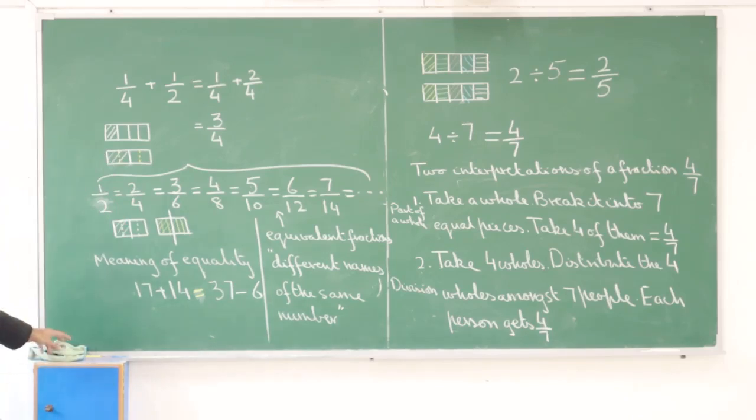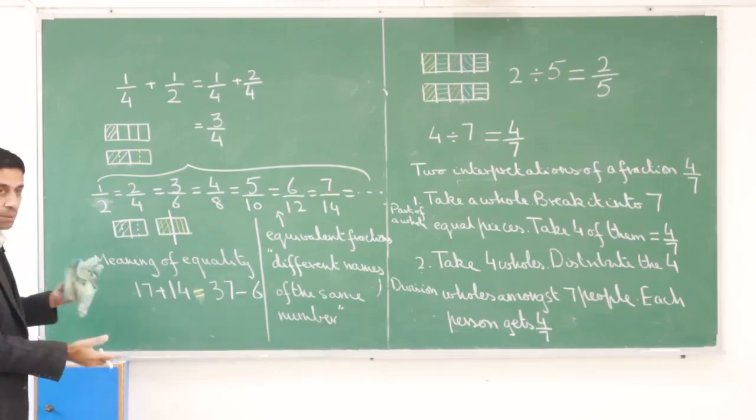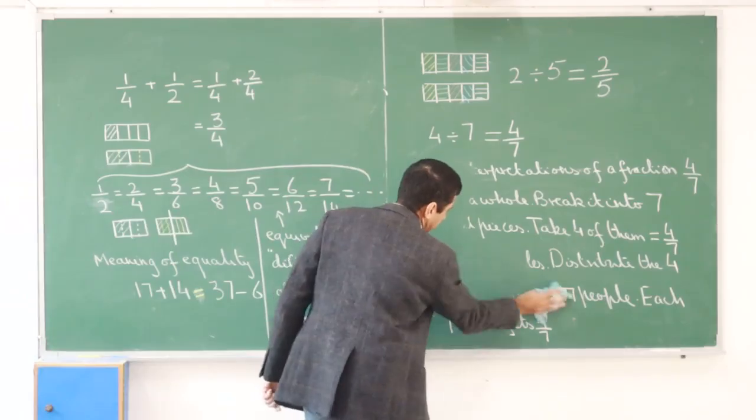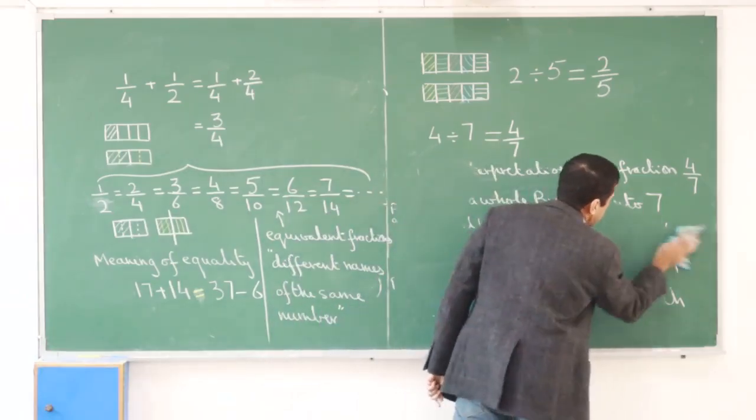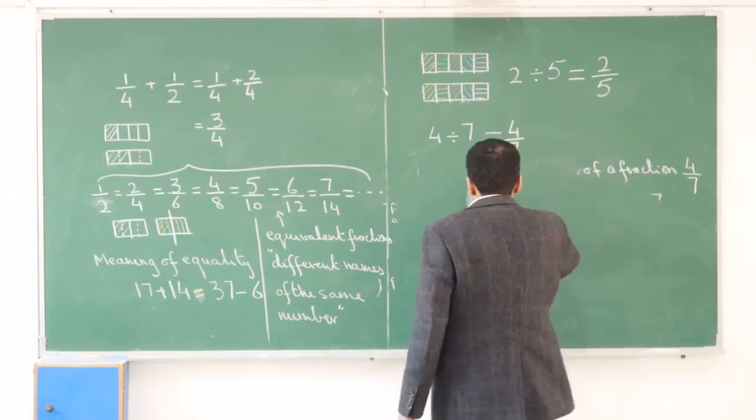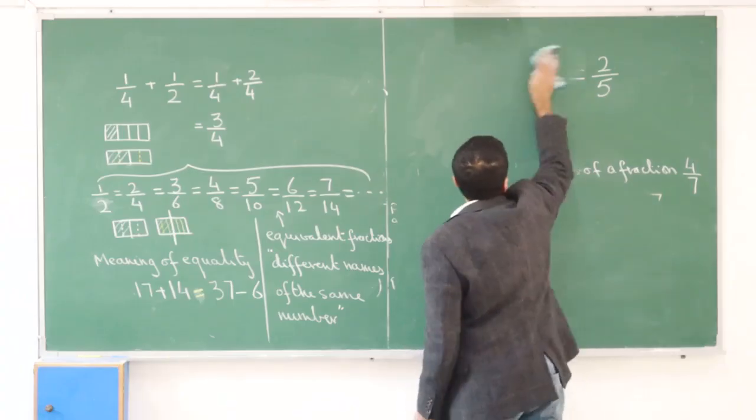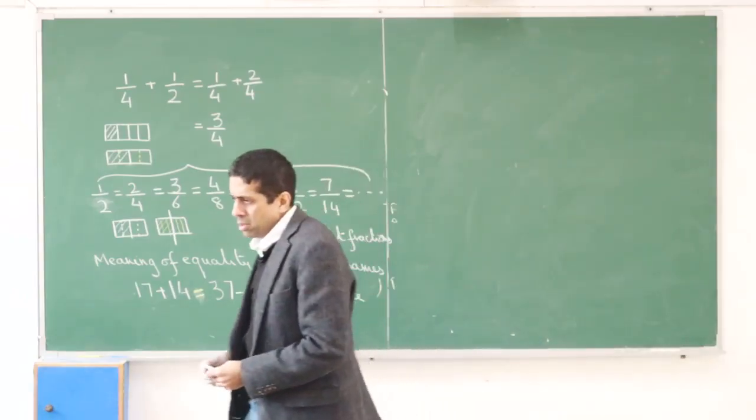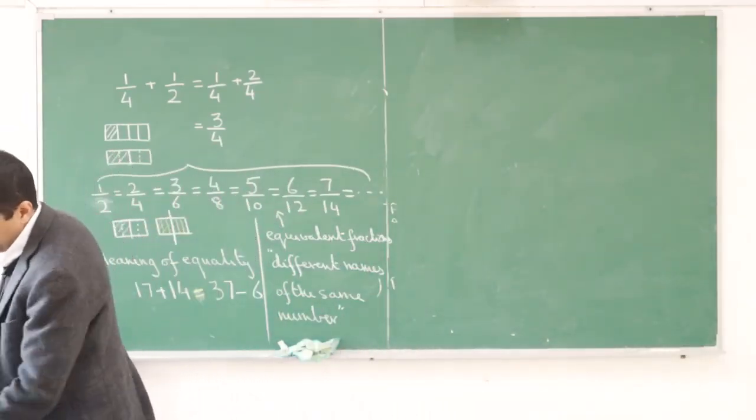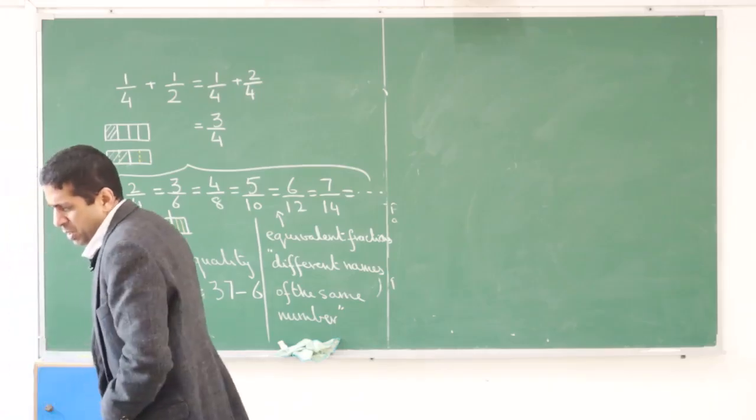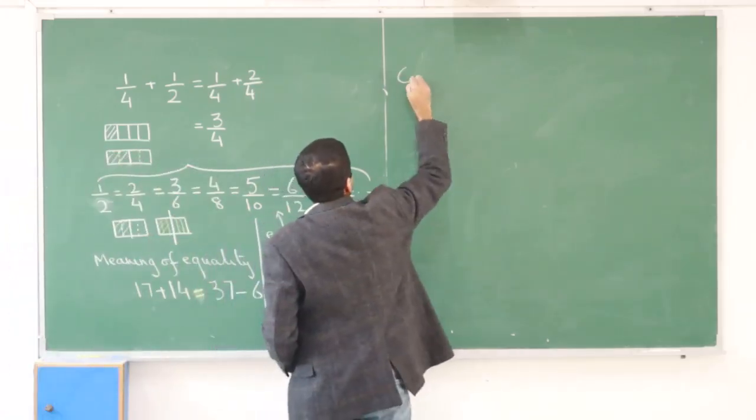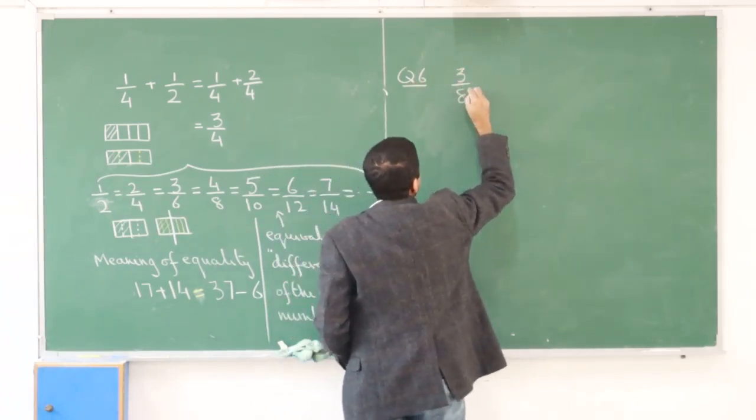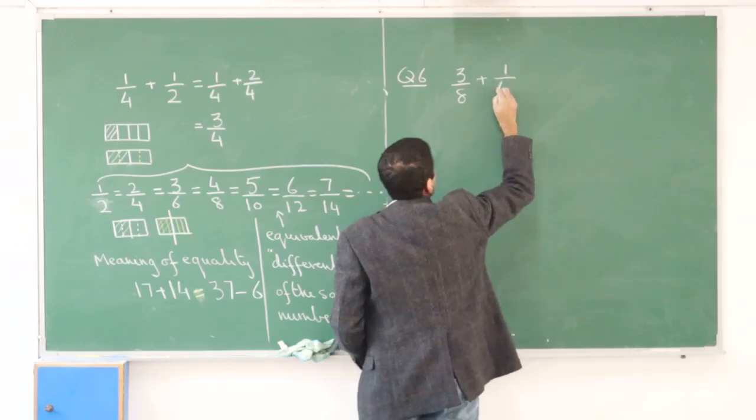So now by using equivalent fractions, we are in a position to add fractions with different denominators. And this is the last thing that we have to do in this section, just one or two examples and then we'll stop. So, for example, let's do question number 6, which is 3 over 8 plus 1 over 4.